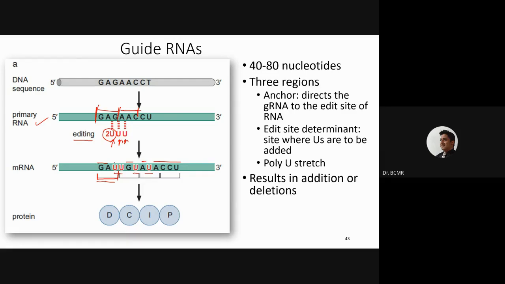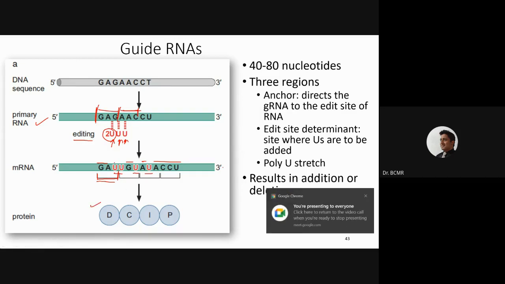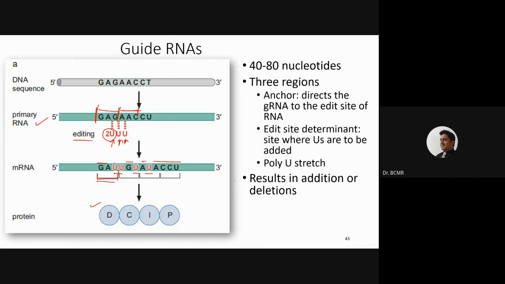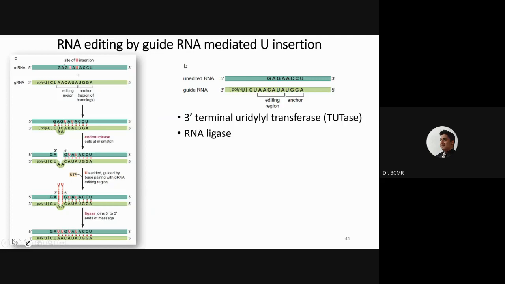So the reading frame changes, and then you will have the formation of a different protein. So let's see the mechanism of how it happens. And here is GAA. We are talking about how 2 uridines can be added in this location, right? The mechanism is similar for the rest of the things.